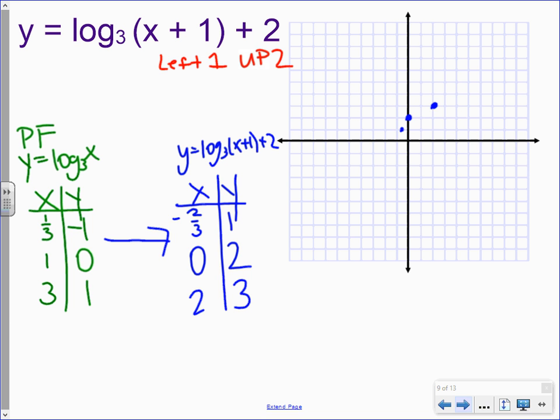Okay. Now, for our parent function, our vertical asymptote is at x equals 0. Is that still the case? Okay, where does it get shifted to then? Negative 1. Okay, it's usually at x equals 0. We have a shift left 1, so our vertical asymptote also gets shifted left 1.